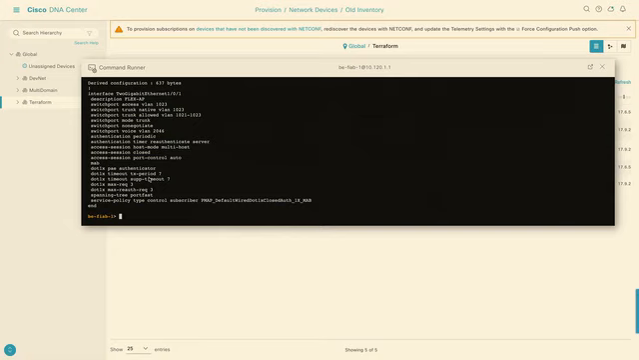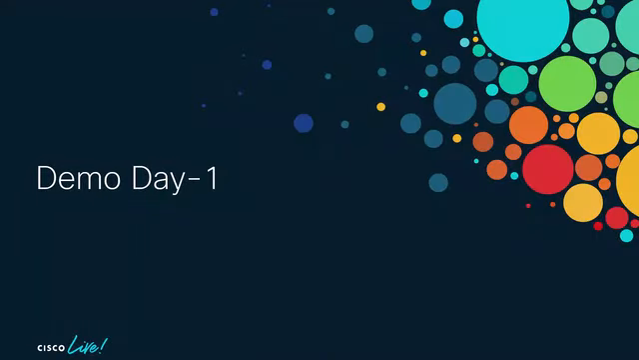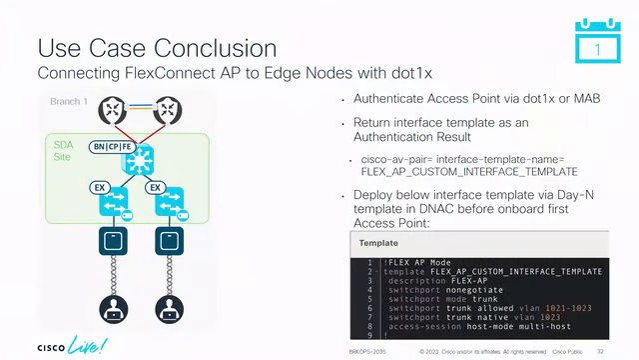So now you can connect a Flex Connect AP with authentication to a switch port, either with SD-Access or even without. Okay, let's go back to the presentation. So I added the interface template in there.